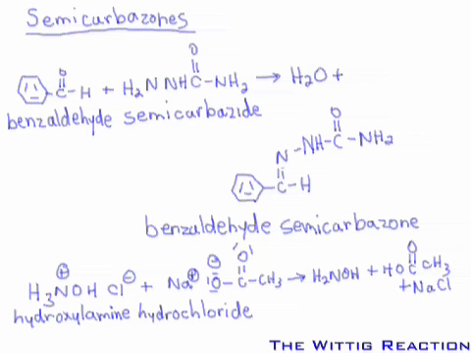Okay, we're going to move on now and take a look at a very unique reaction. A reaction in which you were able to form alkenes from carbonyl compounds, aldehydes and ketones. The reaction is referred to as the Wittig reaction.